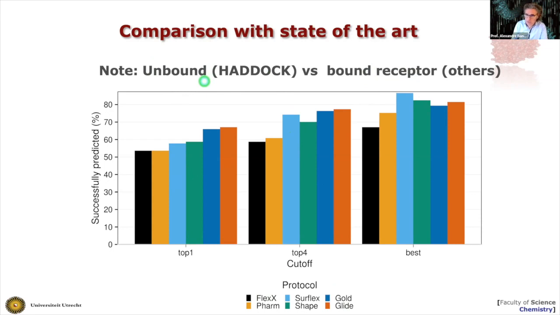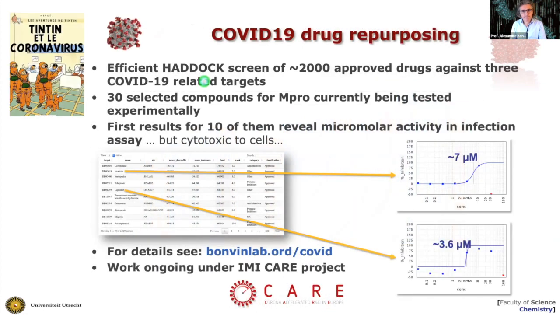But still, it shows that it's a very competitive approach if you can identify a template. Now, a couple of years ago, when COVID hit us and we all went into lockdown, we started using this approach to do a drug repurposing screen against three targets. We targeted the RNA-dependent RNA polymerase, MPRO, and also ACE2, screening 2,000 compounds using a shape-based protocol.